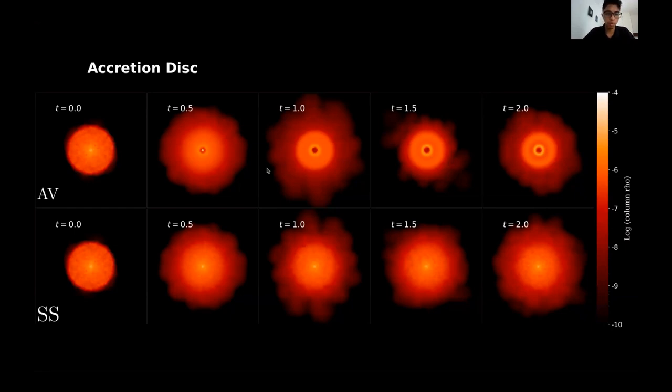And we solved that problem by including real viscosity. This is done by including the Shakura and Sunyaev viscosity. So you see that the instability just disappears and the system is stable and it evolves over hundreds of orbital periods with no problems.